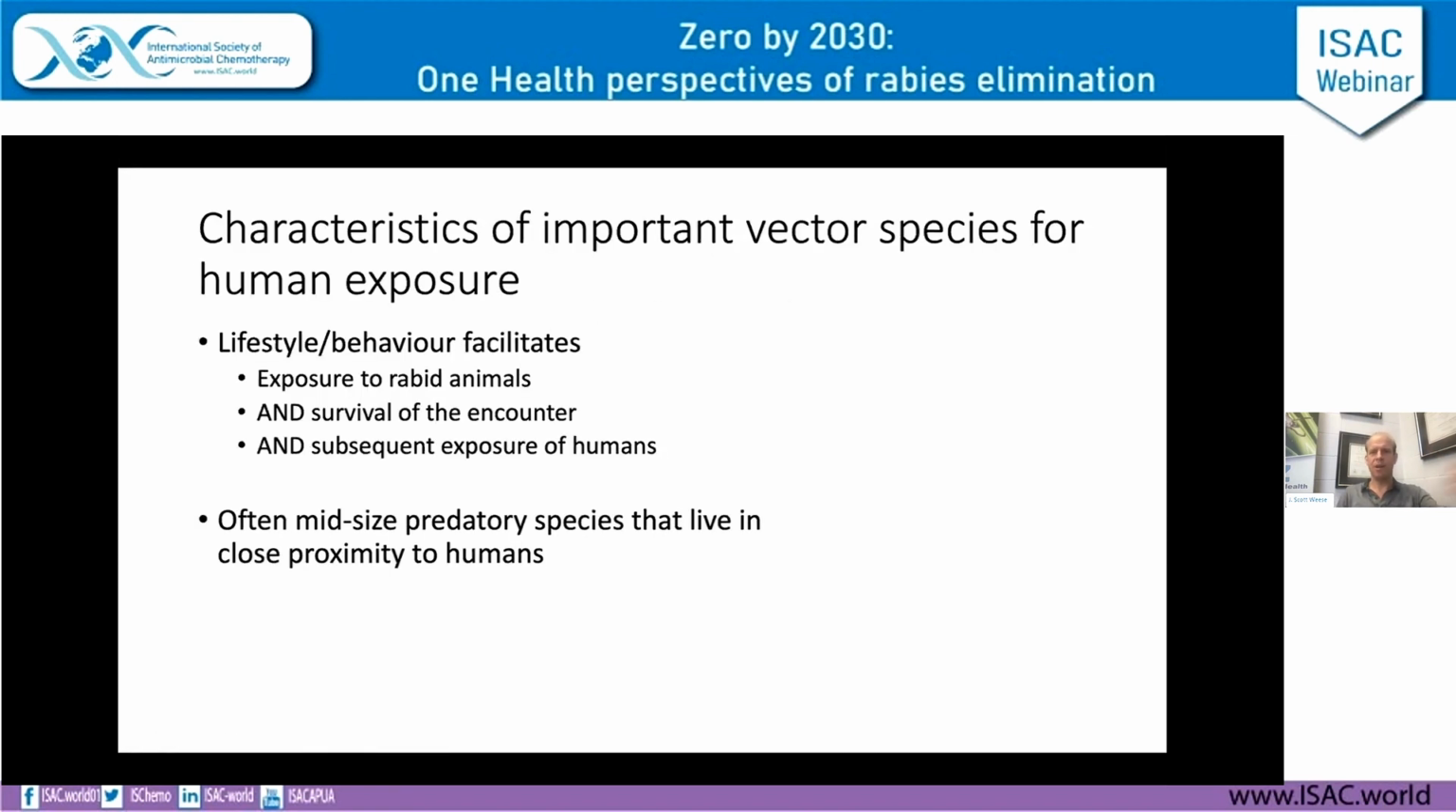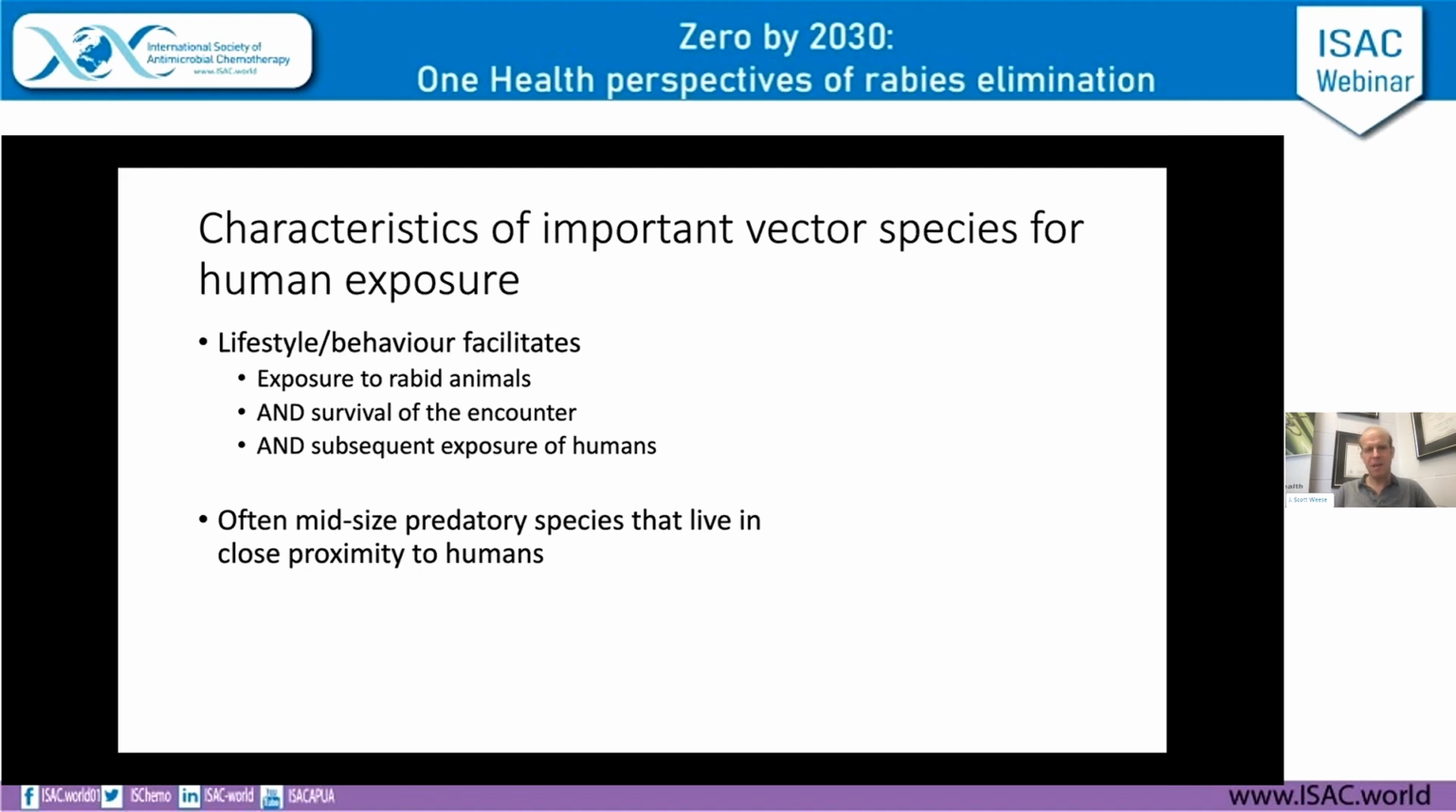So that was reservoirs. Let's go to vectors for a minute. So vectors play a limited role overall, but an important role in some areas, and a more important role in areas where you don't have as much canine rabies, or canine rabies is well controlled. So a vector species gets infected from a reservoir species and can expose people or other individuals. And this comes down to a few different lifestyle and behavioral aspects. So they tend to be maybe a little bit less able to transmit it, but they're able to pick it up and have some circumstances where we could be exposed.